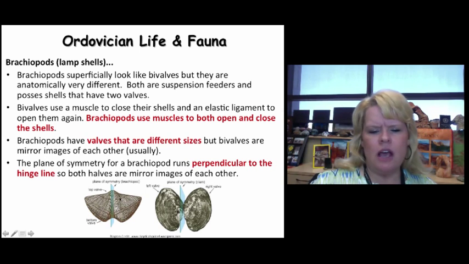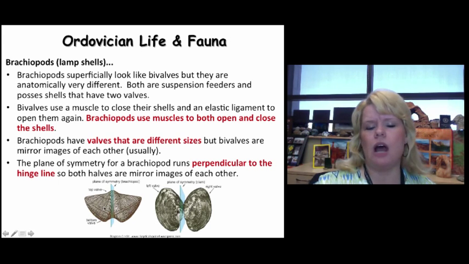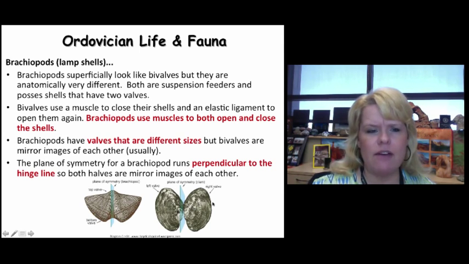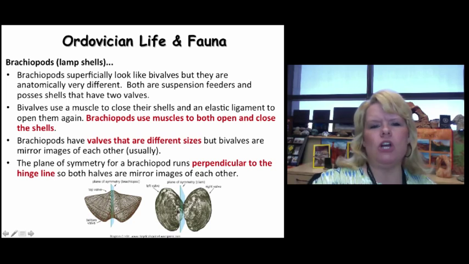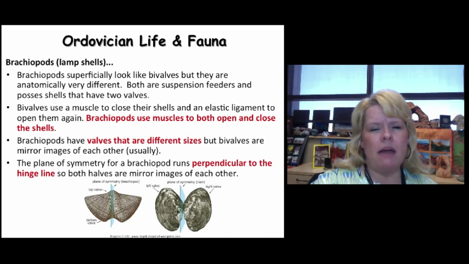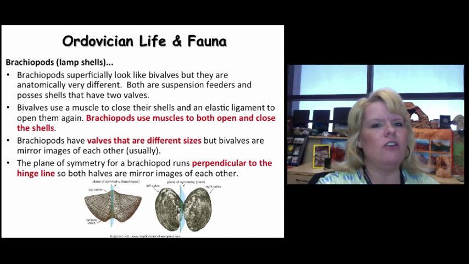Here is a brachiopod right here, and here is a bivalve. Notice that these are mirror images of each other. These would not be, but they match. If you take your hinge right down the middle, they're going to match on the left and right side, where the tops and the bottoms would match on a clam or a bivalve. So superficially, they may look like clams, but they are anatomically very different. While they are both suspension feeders and possess shells that have two valves, they have a different morphology and a little bit of different anatomy.